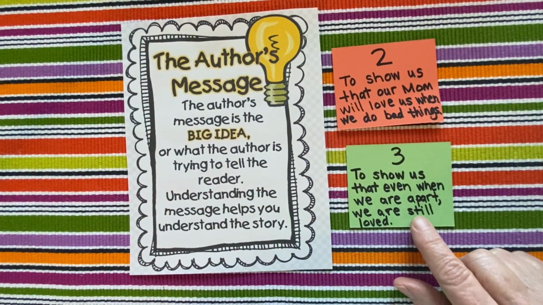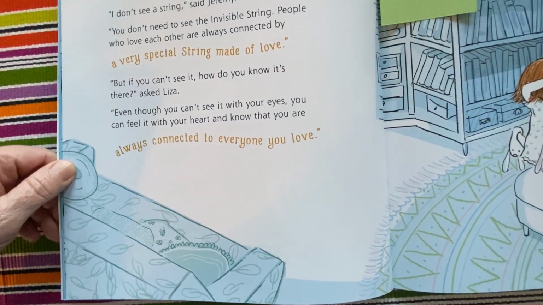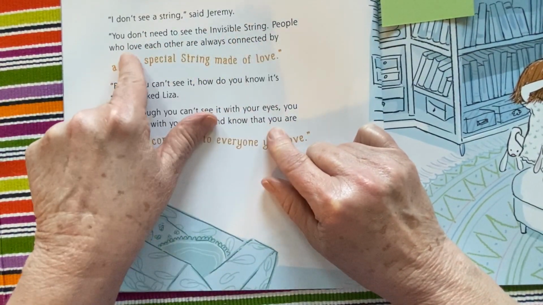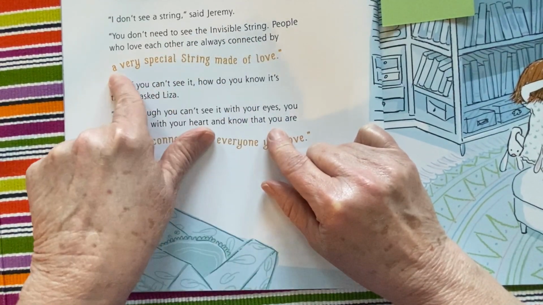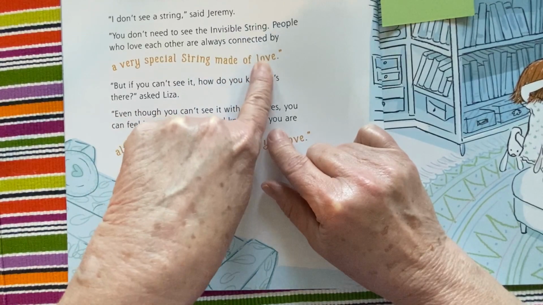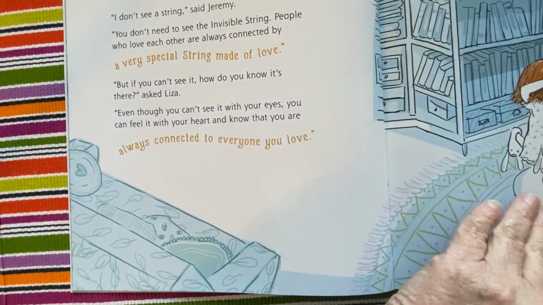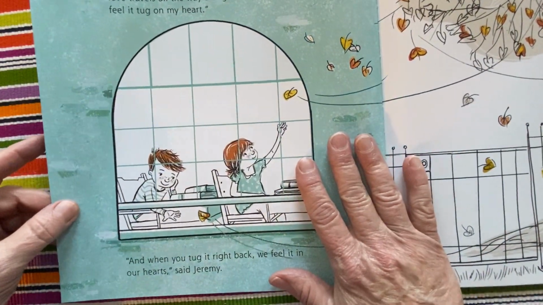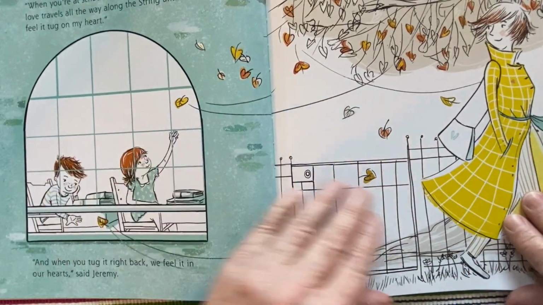But then I think back to choice number 3. To show us that even when we are apart, we are still loved. And I think back to the beginning of the book where it says, you don't need to see the invisible string. People who love each other are always connected by a very special string made of love. Okay, so it talks about both of these things. But then if I think back to the book a little bit more, it talks about the string between the kids and the mom and how they still love each other even when they're apart.